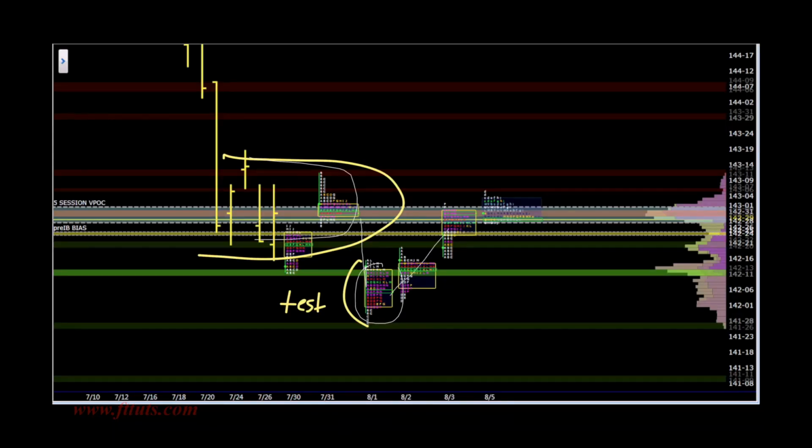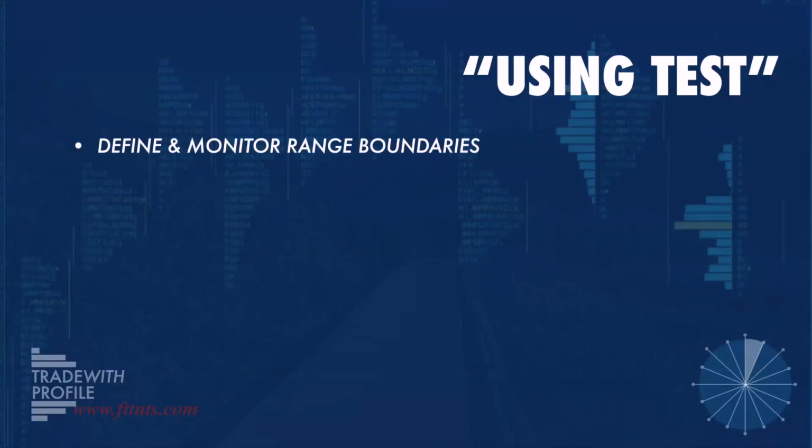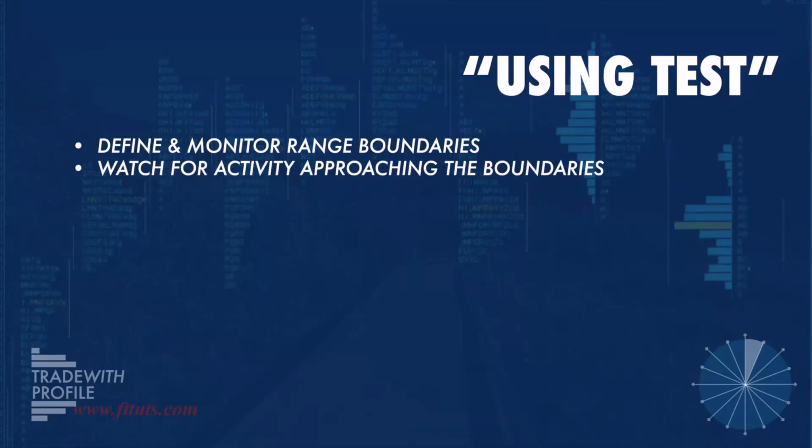In 3 sessions, it comes back, and that negates the move. So when we talk about using a test, when you're in that behavior, you define and monitor range boundaries. So you know where the balance range boundaries are. Then you're going to watch for activity approaching the boundary.